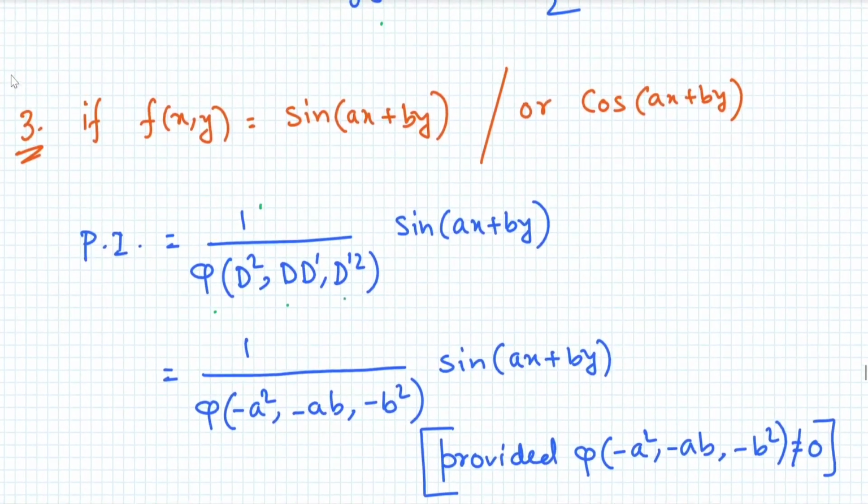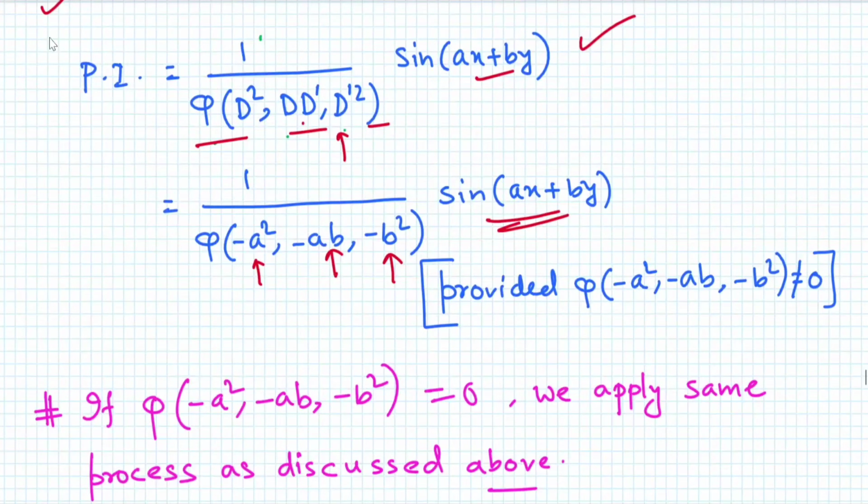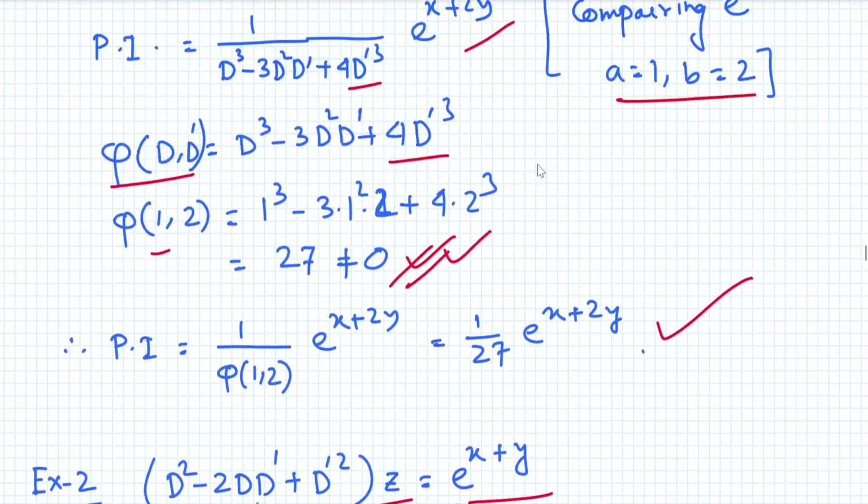Now let us come to the next type of problem. When the function f(x,y) is of the form sin(ax + by) or cos(ax + by), then the particular integral is 1 by φ(D², DD', D'²) of sin(ax + by). We replace D² by −a², DD' by −ab, and D'² by −b² in this function sin(ax + by), provided φ of this is not equal to 0. When φ of this is equal to 0, then we apply the same process as we discussed above. Which process? The process is this one.